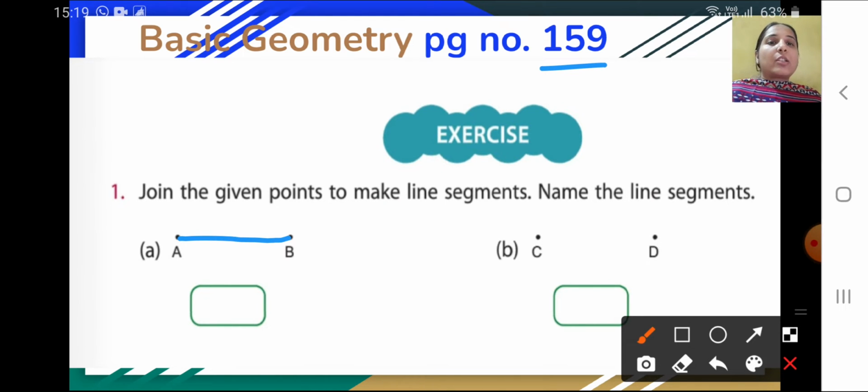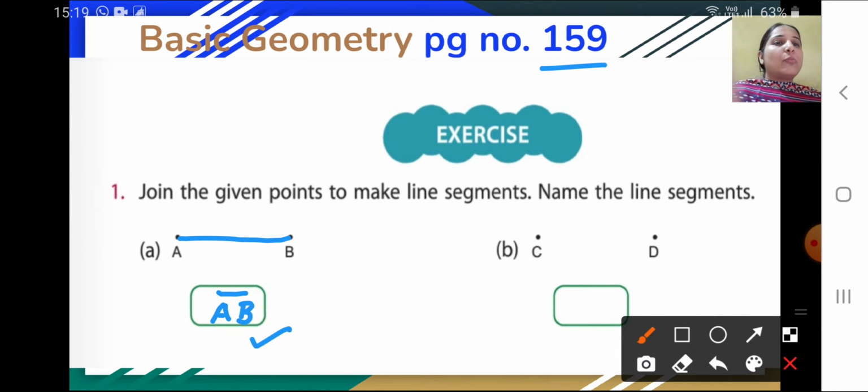Okay. So now we have joined point A to point B and here we have got a line segment. Now we have to name this line segment. So how we will name it? We will write first AB and then we will draw a small bar above that. Okay. So this will show line segment AB. Got it children? Very easy.